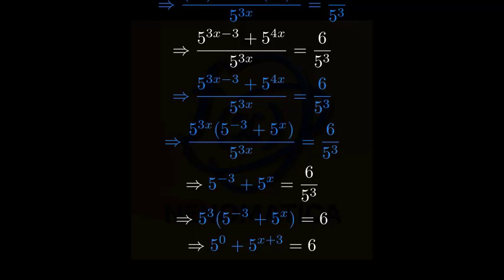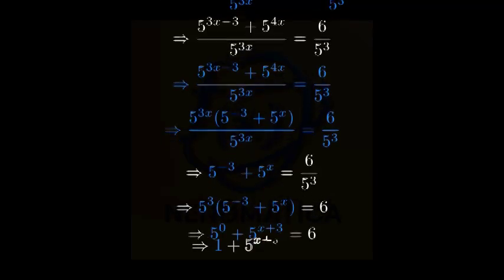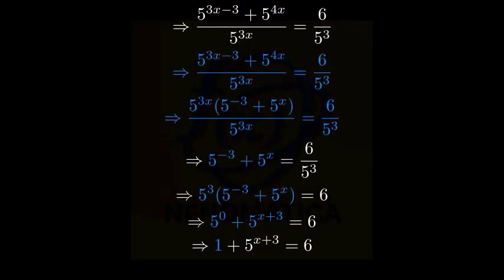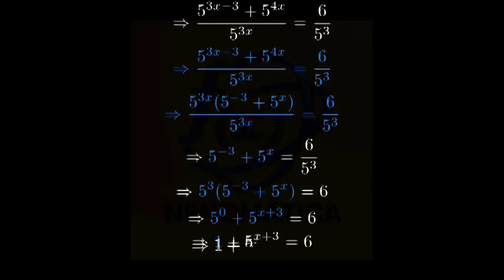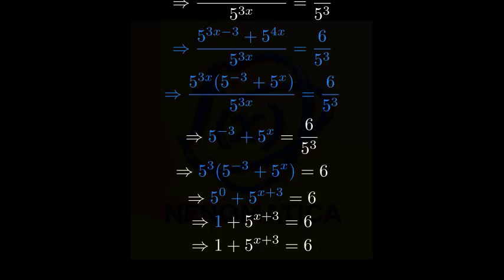5 cubed times 5 to the power of negative 3 gives us 5 to the power of 0, which equals 1. And 5 cubed times 5 to the power of x gives us 5 to the power of x plus 3. Remember that any number raised to the power of 0 equals 1. So 5 to the power of 0 equals 1. So our equation is now 1 plus 5 to the power of x plus 3 equals 6.